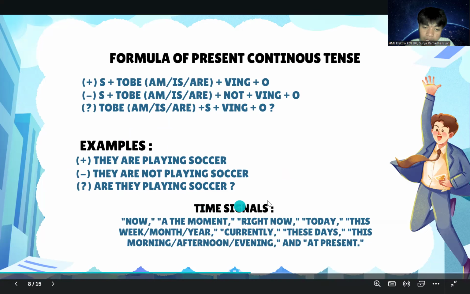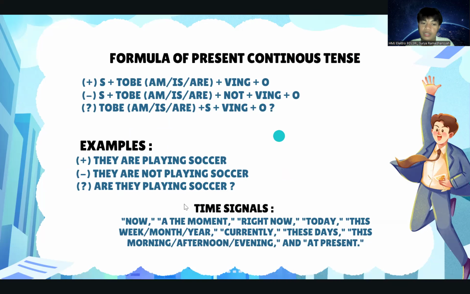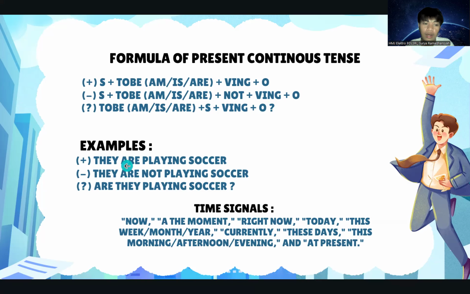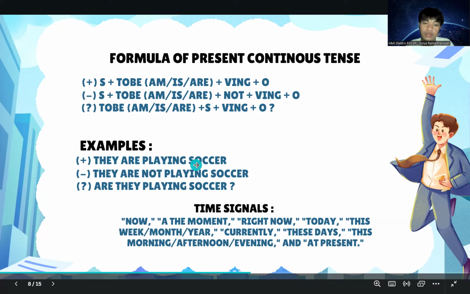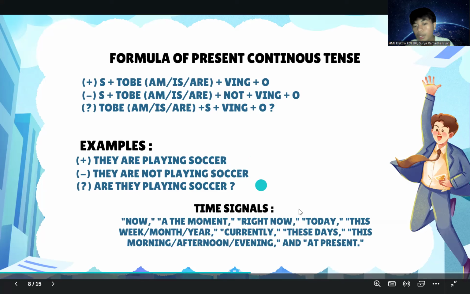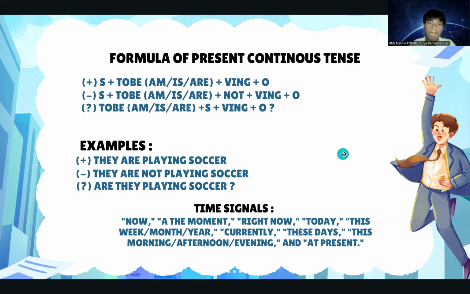So these are the time signals of present continuous tense. Now, at the moment, right now, today, this week, month, or year, currently, these days, this morning, afternoon, or evening, and at present. So we can use the time signals at the end of the sentence. Examples. They are playing soccer right now. They are playing soccer at the moment. They are playing soccer today.